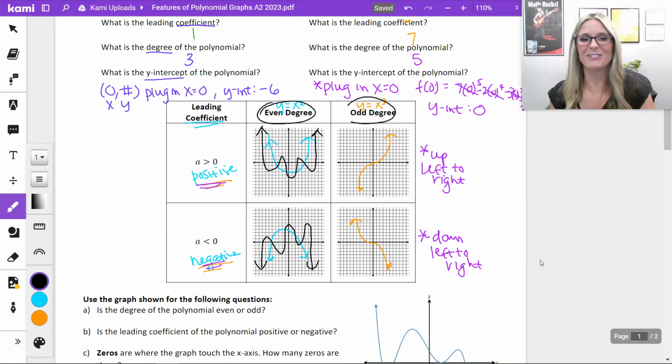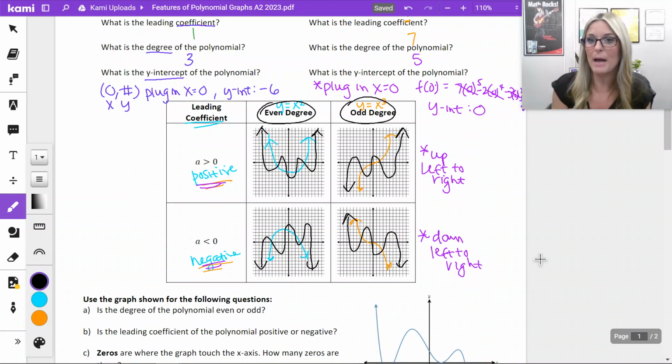Guess what? Same is true with odd. So I graphed in orange the cubic function as just a parent function, but if it's odd and leading coefficient is positive, left arrow is down, right arrow is up, could have some extra humps and bumps. Negative leading coefficient, odd degree, left arrow is up, right arrow is down. Could have some extra humps and bumps. And we'll talk more about those humps and bumps along the way, but this is our general pattern using our leading coefficient and looking at our degree, whether it's positive or negative leading coefficient, even or odd degree.